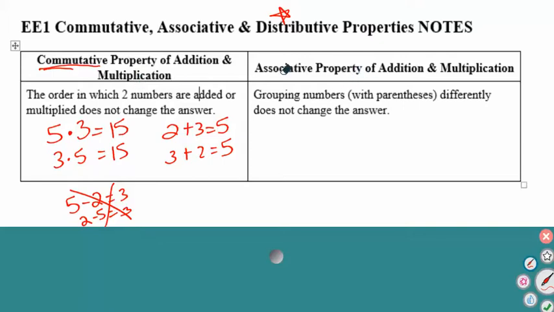All right, the associative property is again looking at the order, but it's also grouping. So we'll have parentheses in it. So let's just say I'm going to add 2 plus 3 plus 4. Let's say first I'm going to put parentheses around the 3 and 4. So if I were going to use order of operation, that would be 2 plus 7, which would give me 9.